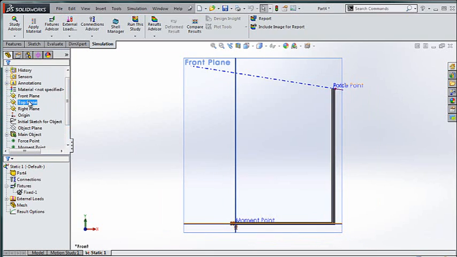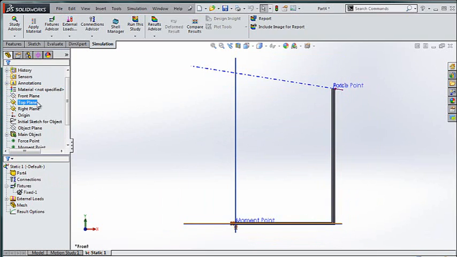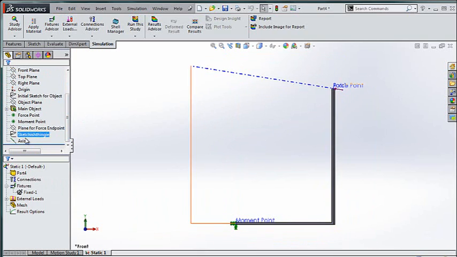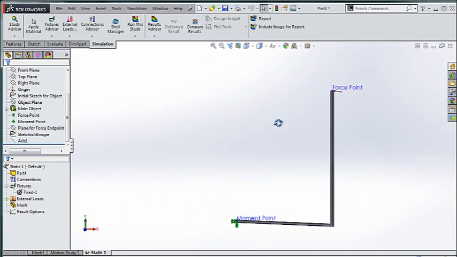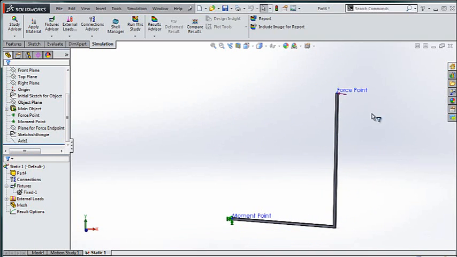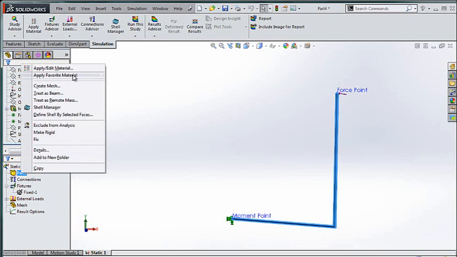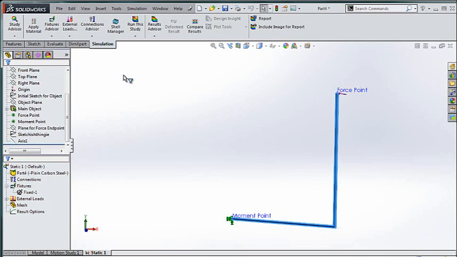So I'm going to hide my other planes because they are starting to get confusing. Because all I want to see now, I don't even know if I want to see the axis. There we go. So this is truly what's going on. I have a fixed point here and I have a force going off this direction. I'm going to have to apply a material. Since this is a statics problem, I don't really care what the material is. I'm just going to go ahead and apply it and run the study.